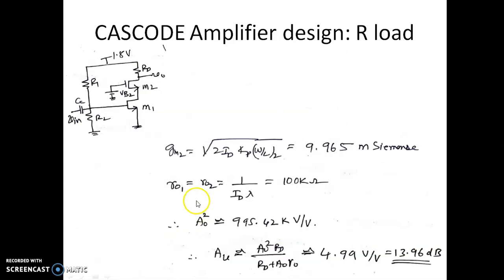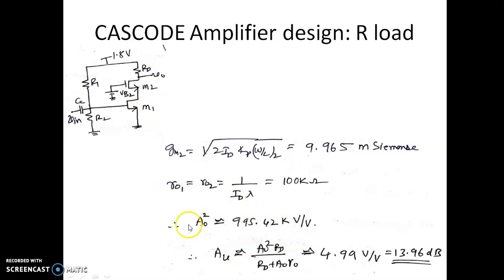So we will see what is GM2. GM2 is almost close to GM1. It is 9.98 for the first, and here it is 9.96. Again, R02 and R01 are same because we assumed lambda of both the transistors as 0.01. So if we find out what is the open circuit cascode amplifier gain, it happens to be 995.42 kilovolt per volt. So this is a huge gain.